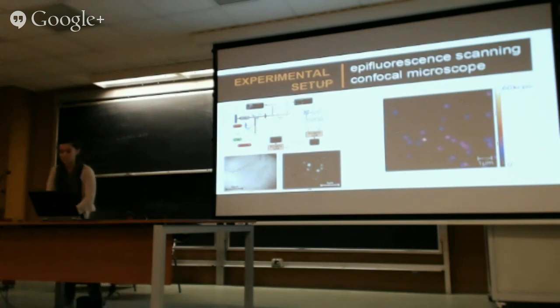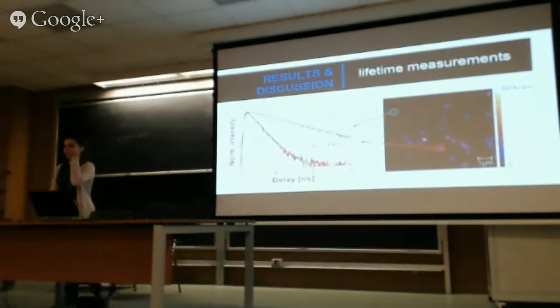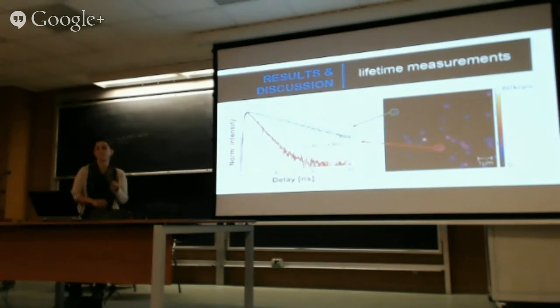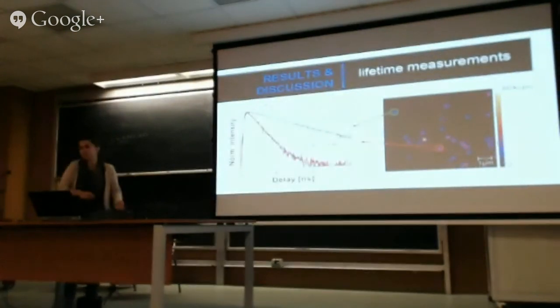Once you have this, you can just choose a single molecule, focus on top of it, and make lifetime measurement. What we use is a pulsed source and a TCSPC unit, and we make time correlated single photon counting, which is the most common technique to build up the fluorescence decay of a signal.